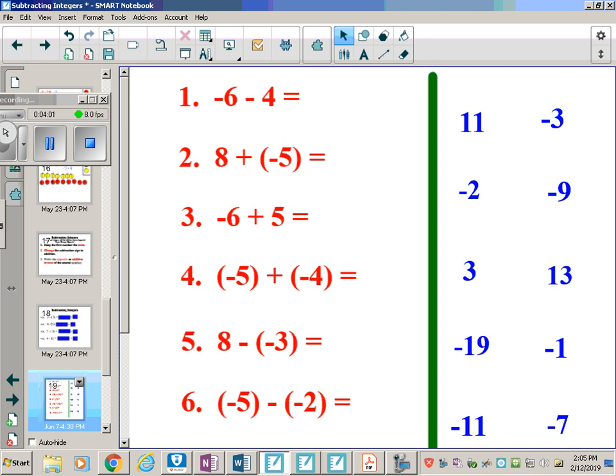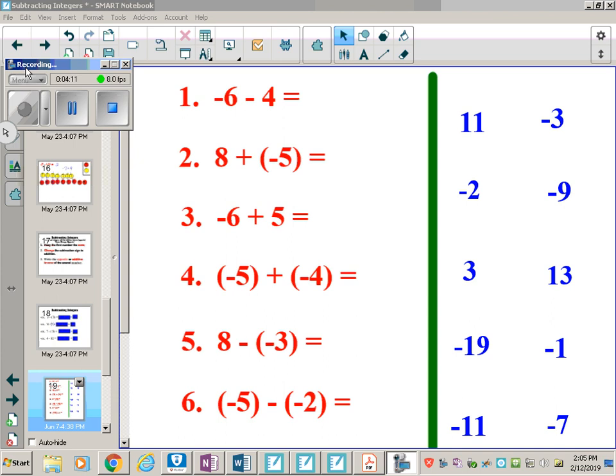So now take a moment. This is a mix of addition and subtraction problems. Take a moment and try these problems. Pause while you try them, and once you've tried them, go forward in the video, hit play, and see if you've gotten them correct.